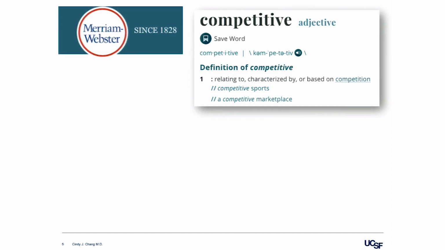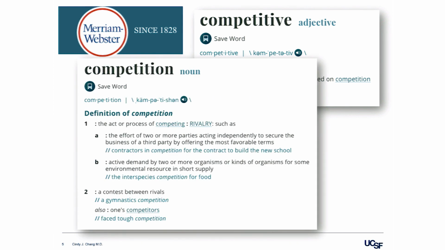If we go to Merriam-Webster, almost 200 years in existence, what is the definition of competitive? Characterized or based on competition. Oh, well, that doesn't help. So let's look at competition. It's rivalry. Okay, and then if you look down below, it's a contest between rivals. Okay, gymnastics competition, for example.